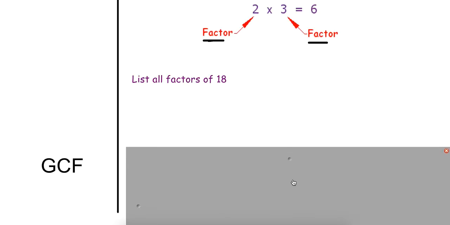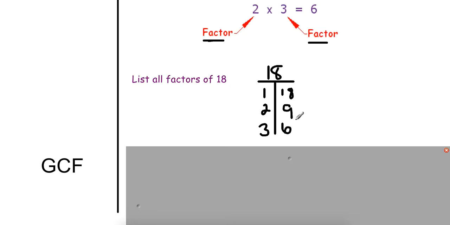So what we're going to do today is start by listing all the factors of 18. You can list them out this way, or you can do it the way I like it, which is in a T-chart. So I have my T-chart, and I have 1 and 18, 2 and 9, 3 and 6. Those would be all of your factors of 18.